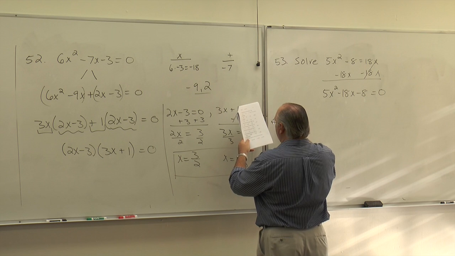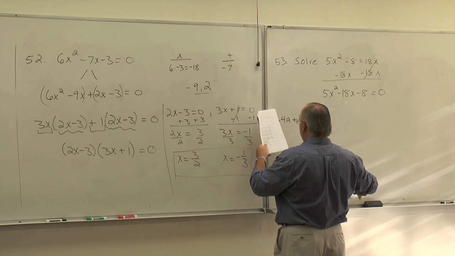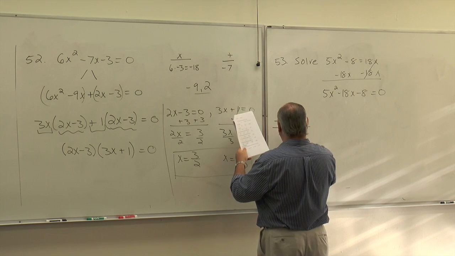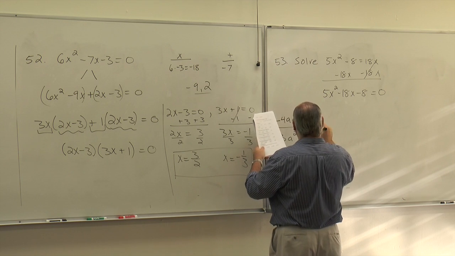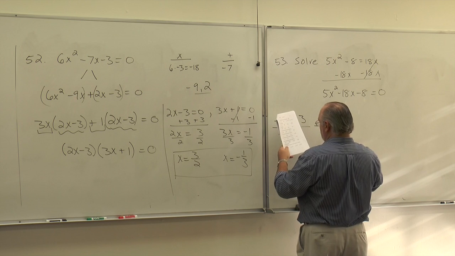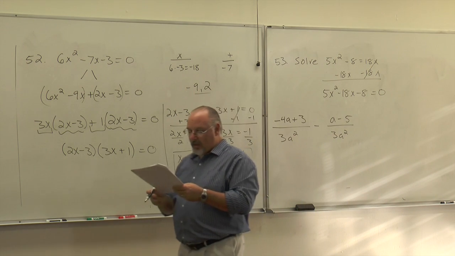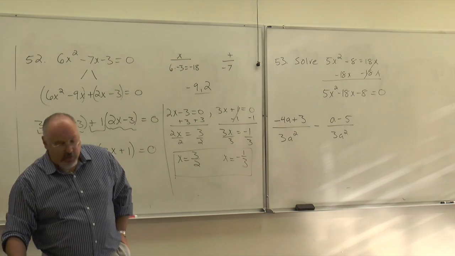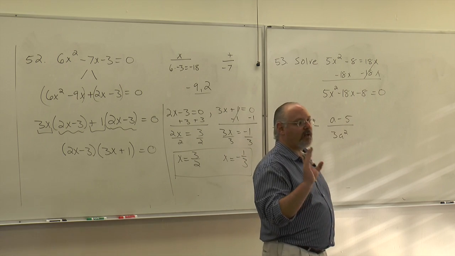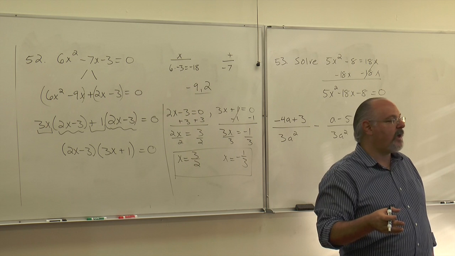And that's negative 4a plus 3 over 3a squared minus a minus 5 over 3a squared. Now, when adding or subtracting fractions, what do you have to do first? Anytime you add or subtract fractions, forget this problem, what do you have to do first?